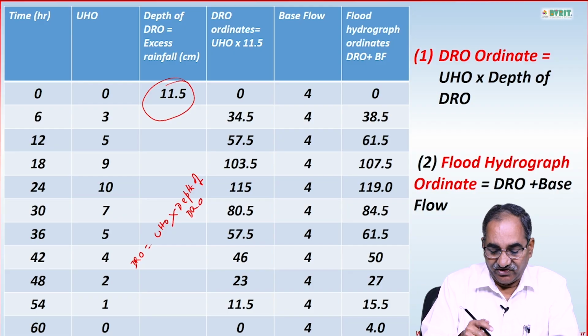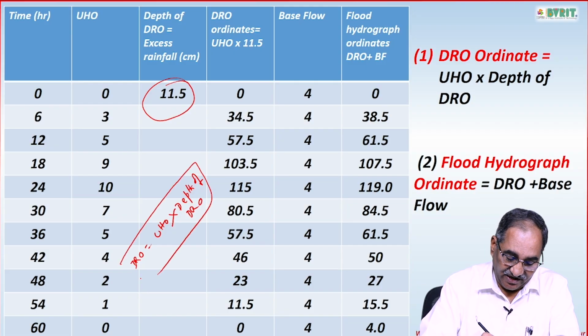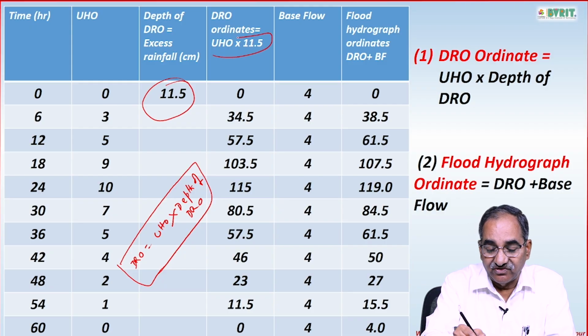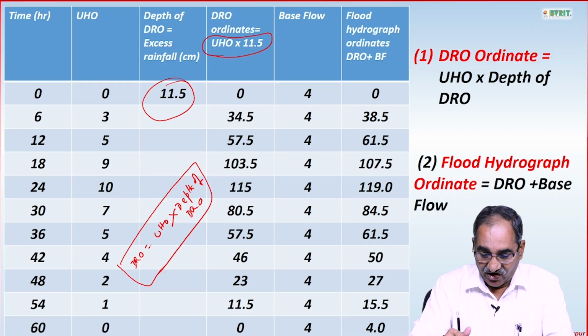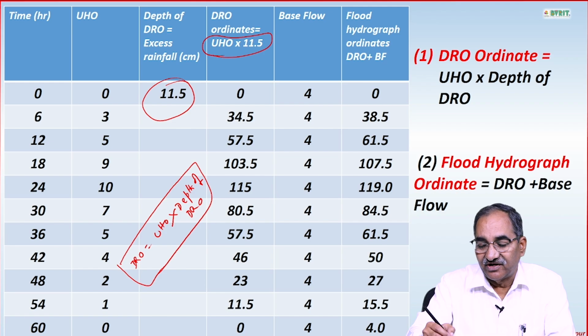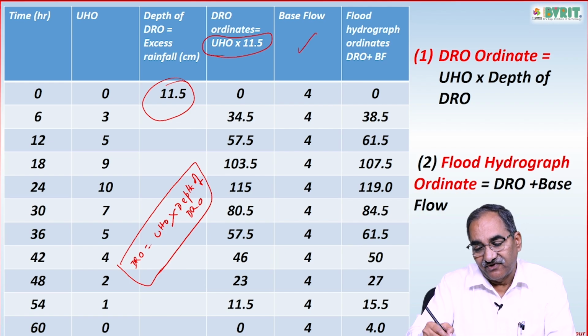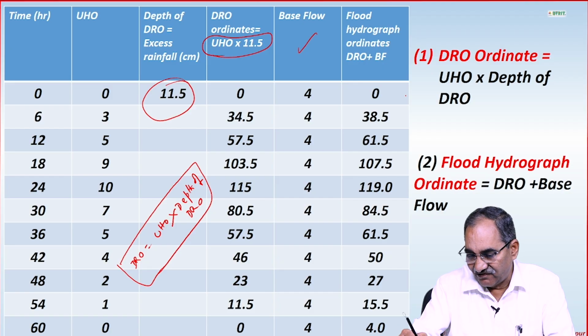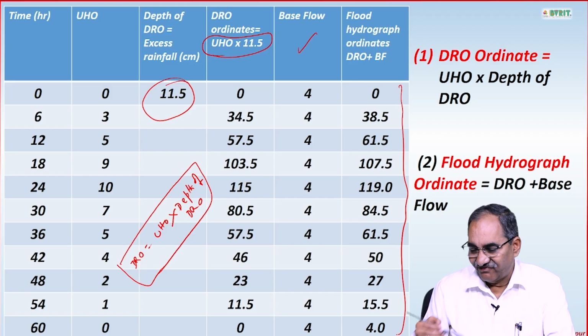The same thing I have written here. So this is the next thing, and I have applied this. UHO into 11.5, so the ordinates you can see. These are all DRO ordinates, that means direct runoff ordinates. After direct runoff ordinates, base flow. Base flow he has given. So direct runoff ordinates plus base flow is equal to the flood hydrograph.